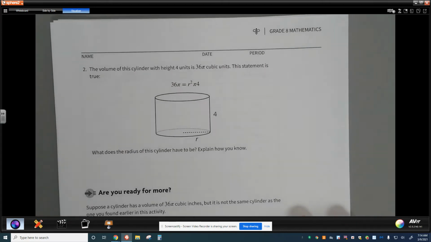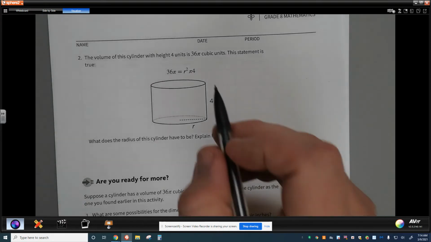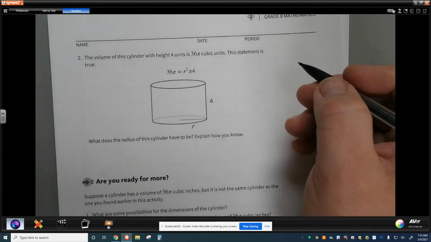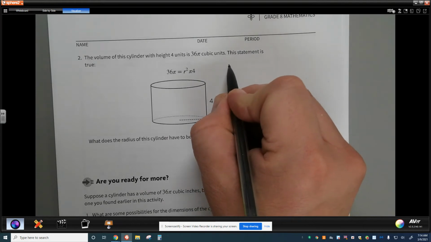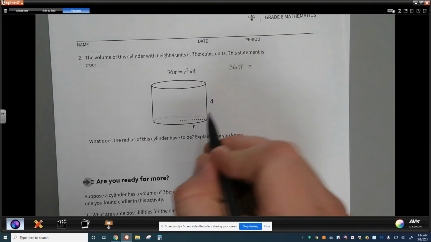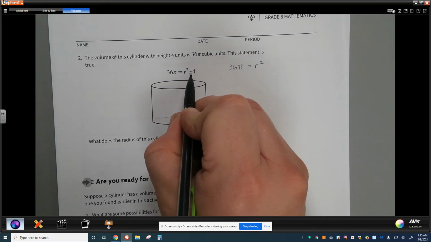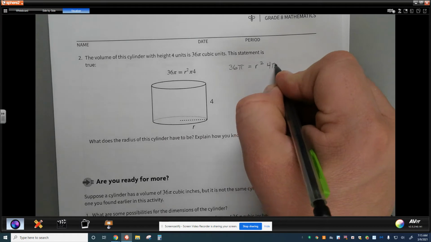Another example here, what if I have a cylinder that has an unknown radius, excuse me, but it has a height of 4 units and the 36 cubic units are given? Well, I can really start to work with the same type of thing. Let's think, I have 36 times pi is equal to, my goal is to get radius by itself. So if I have radius squared, I don't like that there's pi times 4, so I'm going to go ahead and flip that around to 4 times pi.